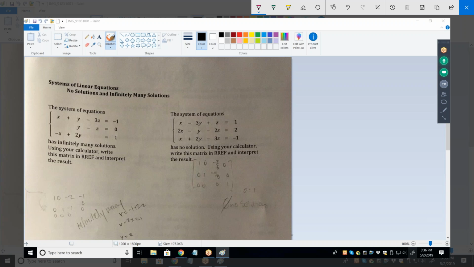Yes, that's a good way to look at it. And I do believe that's always going to be true. If you have all 4 zeros, you're going to have infinitely many. And if you have all 3 zeros and a number, then you're going to have no solution.